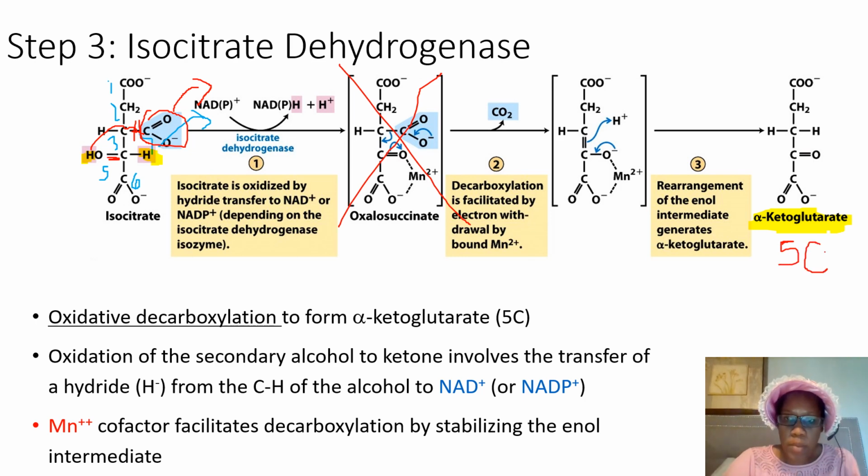Carbon, let me write carbon. Five carbon molecule alpha ketoglutarate. So I don't know, this might be confusing, but I'm going to just keep the same numbers. Carbon 1, carbon 2, carbon 3. We lost carbon 4, carbon 5, and carbon 6. But we only have 5 carbons. We lost carbon number 4 as CO2.